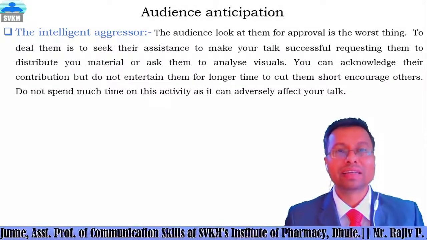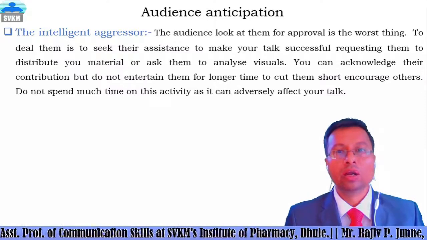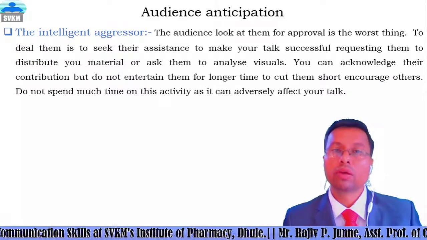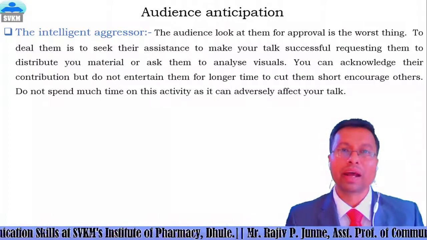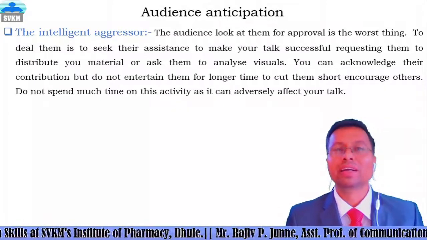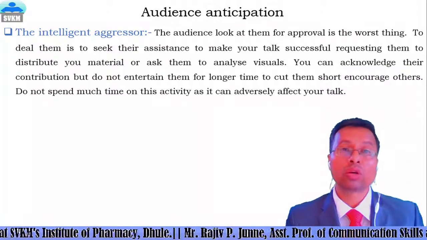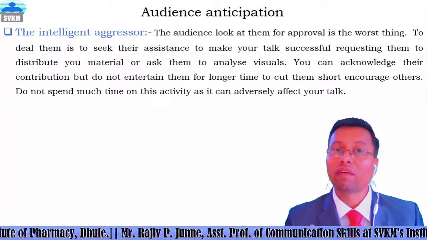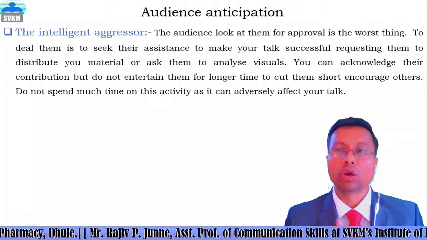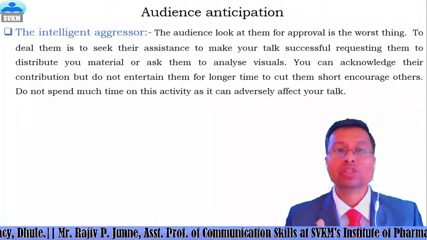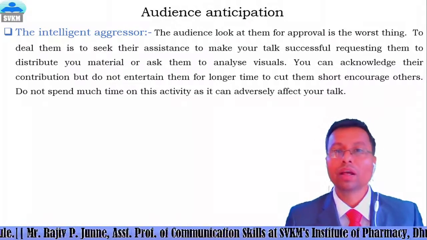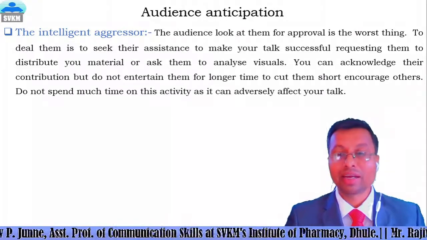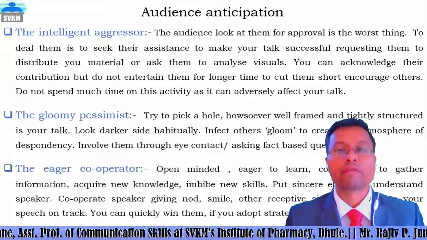With the intelligent aggressor, looking at them for approval is the worst thing. If you make any statement and look at them for approval, definitely they will intervene, because their very purpose is to steal the light of your presentation. They want to come into focus. So don't look at them for any kind of approval, consent or nodding. To deal with them, seek their assistance to make your talk successful, requesting them to distribute your material. As I said earlier, you can take their help and make your presentation more effective.